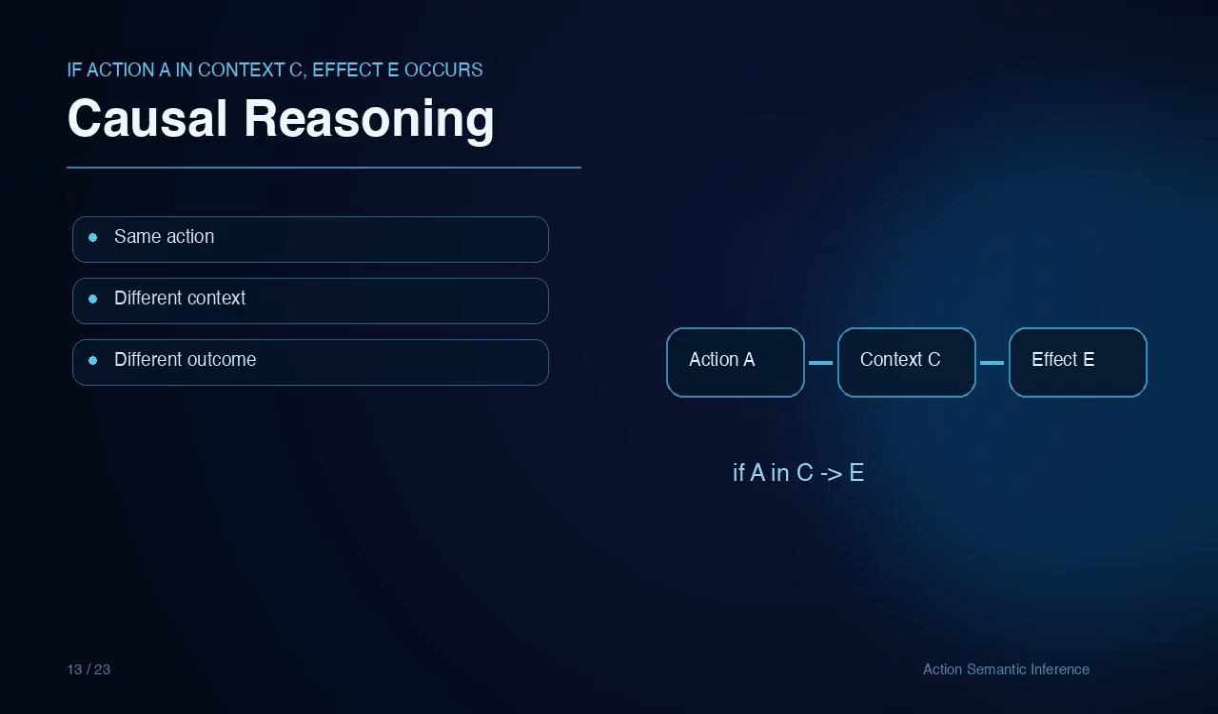Most systems fail here because they memorize action to outcome mappings without understanding the mechanism. A reward signal can train behavior, but it does not necessarily reveal why an interaction worked. When the environment changes, the memorized policy can collapse because it never grounded the action semantically.